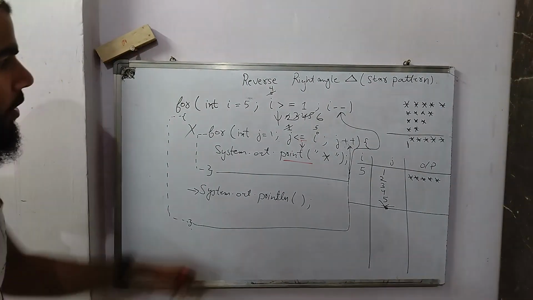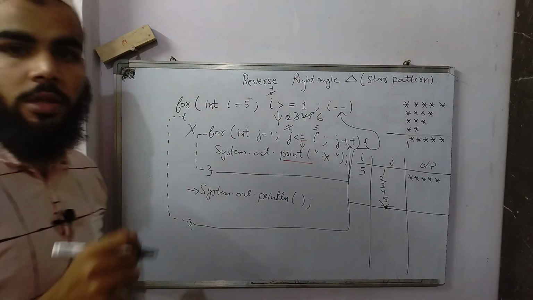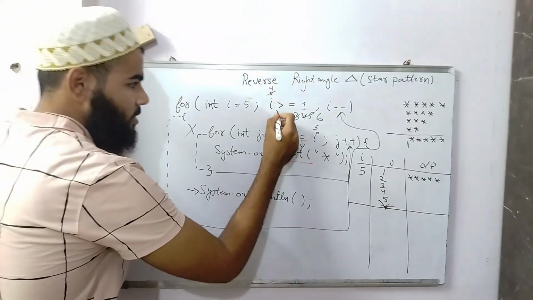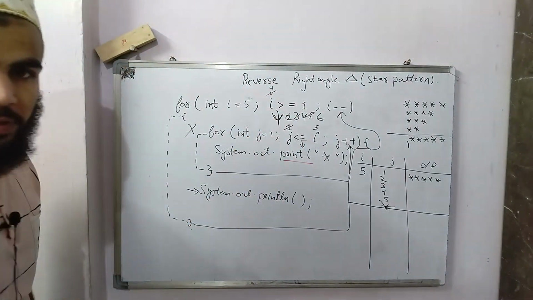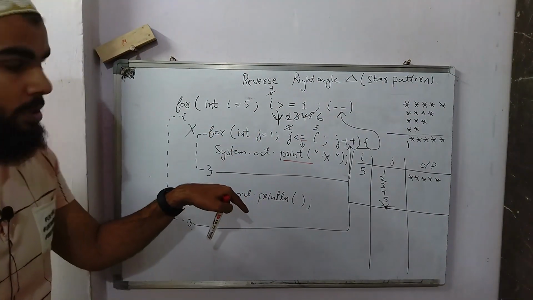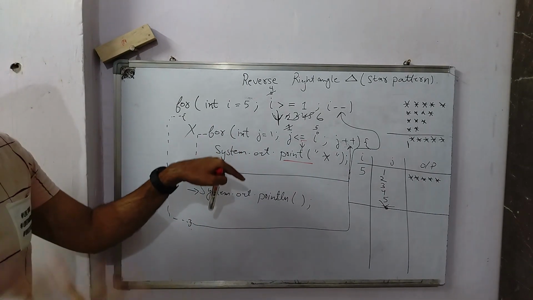Okay, it will become 4. Now 4 will be checked. Is 4 greater than or equal to 1 or not? And of course 4 is greater than 1, so we will go inside. Now the value of j is 1. Again it will start from 1 because it's a new iteration. One iteration is over. Now this is the second iteration.